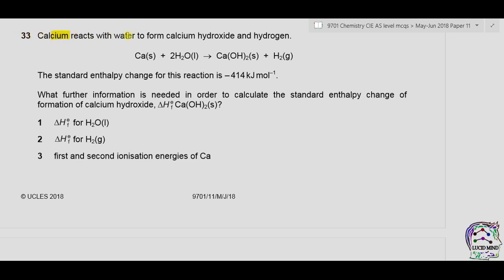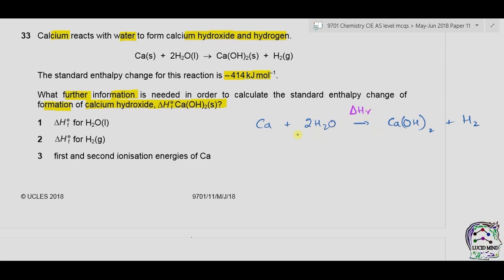Question 33. Calcium reacts with water to form calcium hydroxide and hydrogen gas. This is the balanced equation. The standard enthalpy change for this reaction is given, which is -414. What further information is needed in order to calculate the standard enthalpy change of formation of calcium hydroxide? We can rewrite this equation. We have calcium plus water, which forms calcium hydroxide plus hydrogen. Now this equation shows the standard enthalpy change of reaction.